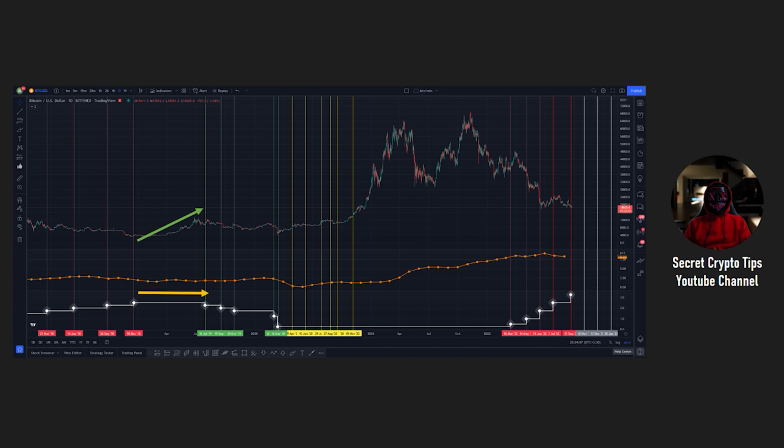But we should look for a more important and reliable sign for this decision making. Look at these green vertical lines. FOMC meetings were held at these times and they decided to lower interest rates.